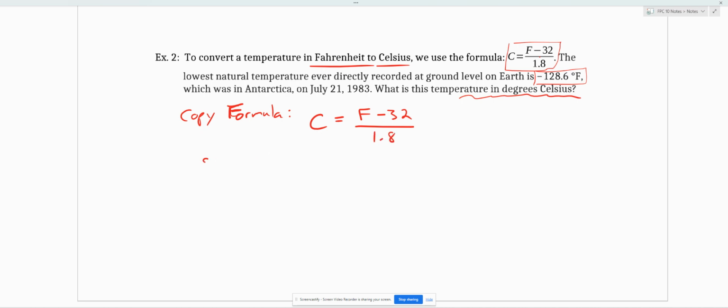Then simply we're going to substitute the number given to us. We have two letters, a Celsius and a Fahrenheit. We're being told the Fahrenheit is negative 128.6. So we're going to substitute F to equal negative 128.6. That's all we're doing here. So let's do it. C is equal to, and when we substitute, put it always in brackets, so negative 128.6, subtract 32, divide by 1.8.